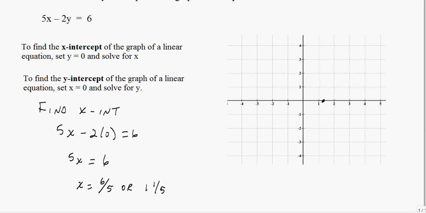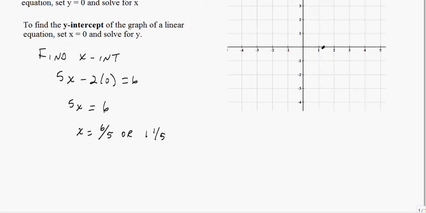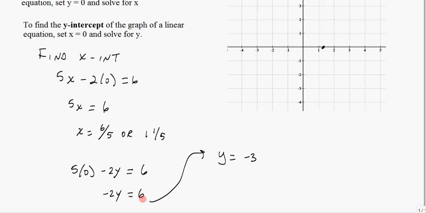Now we want to find the y-intercept. So we're going to plug in 0 for x to find the y-intercept. That's going to look like this: 5 times 0 minus 2y is equal to 6. Well, 5 times 0 is 0, so I've got negative 2y is equal to 6. Divide both sides by negative 2, and we get y is equal to negative 3. 6 divided by negative 2 is negative 3.